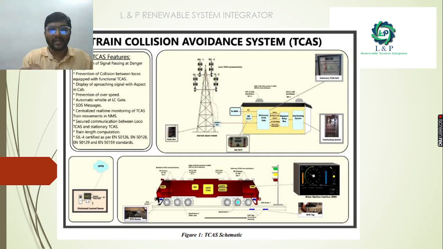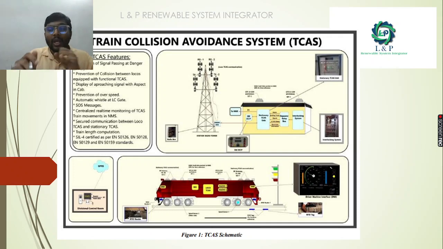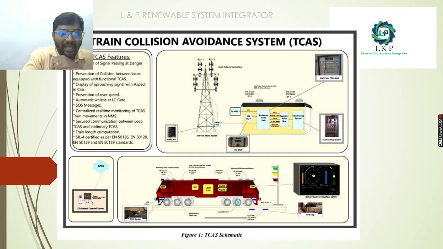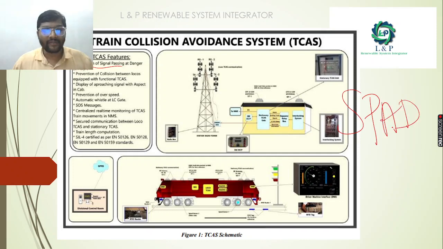As you can see here, what are the features of this train collision avoidance system? The first and foremost feature is that we need to prevent the train from passing the signal at danger, that is SPAD. SPAD here refers to signal passing at danger. That is the first feature. Next, an important feature is to prevent the collision between different Locos.